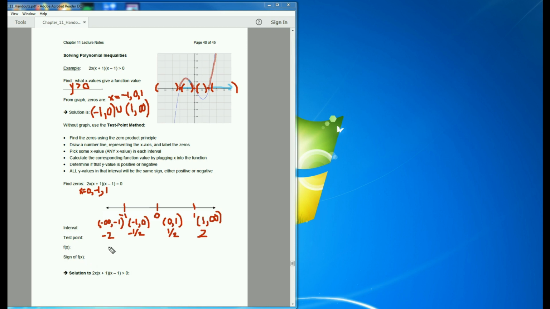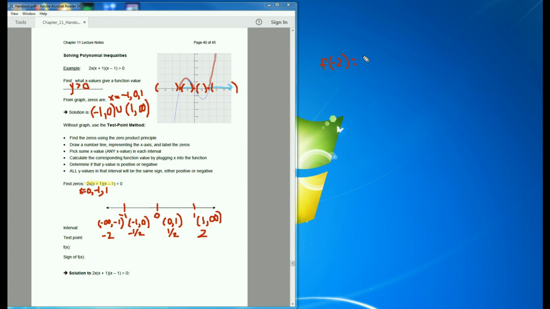Find f of x, keeping in mind that all we really need to find is the sign of f of x. Let's go with this. For x equals -2, we're going to plug it into this function we're talking about. Let me come off to the side. I want to find f of -2, so let's just substitute in -2.